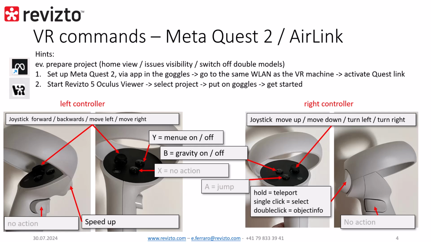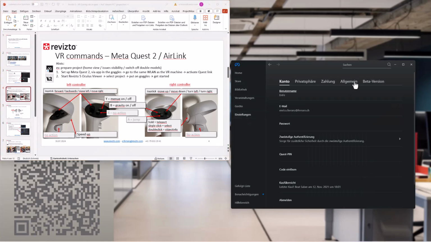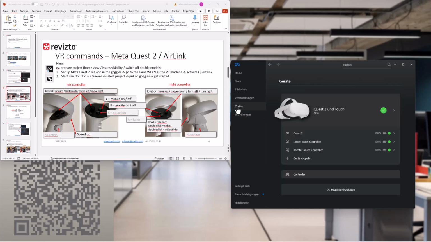So let's go now to the basic settings within the application from Meta. So here you have the settings. Again, here in the general settings, the OpenXR runtime environment should be connected to the MetaQuest link. And then on the devices, you should have your goggles connected here with a cable, and you see here the battery charge of everything, and then you are ready to start the application, which is the Revizto for Oculus in my case.